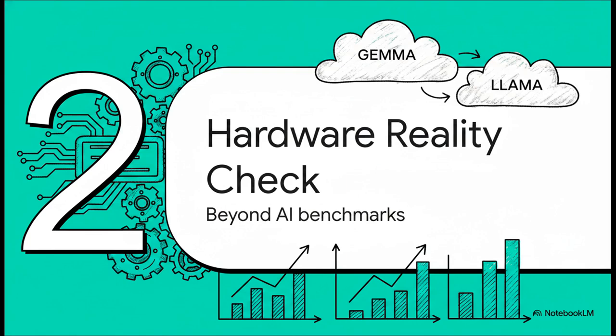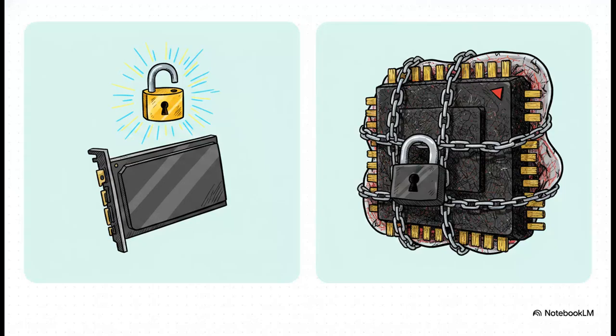Moving on to Section 2, the hardware reality check, cutting through the noise of AI benchmarks. Now, things get really interesting when we compare Gemma 4 against its biggest open-weight rival, Llama 4. The crucial point here is that while Llama 4 uses a mixture of experts architecture to save compute power, it creates a massive VRAM trap that basically prices out most home hardware.